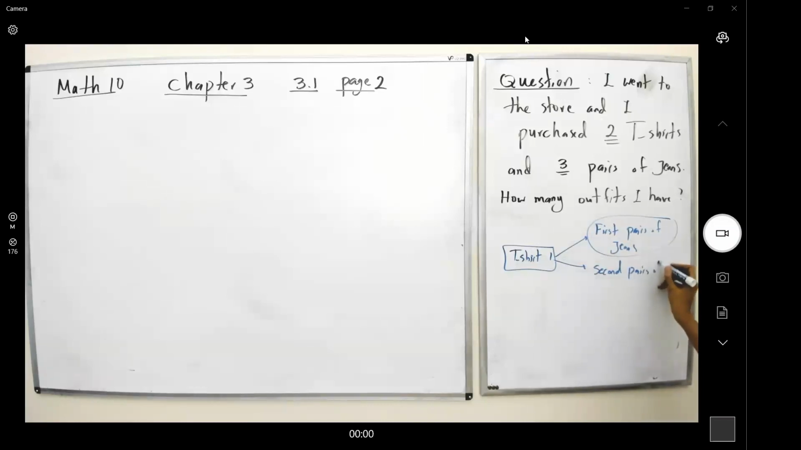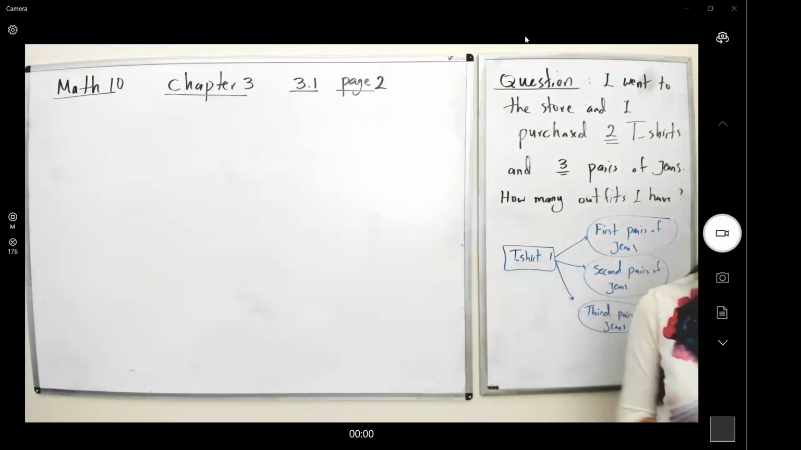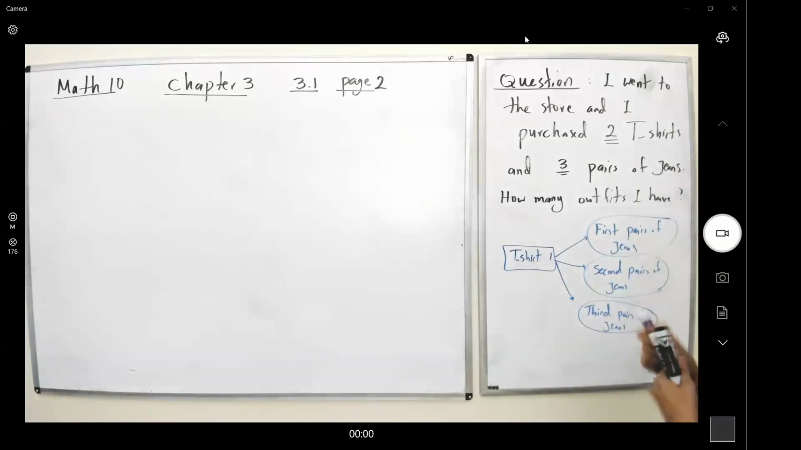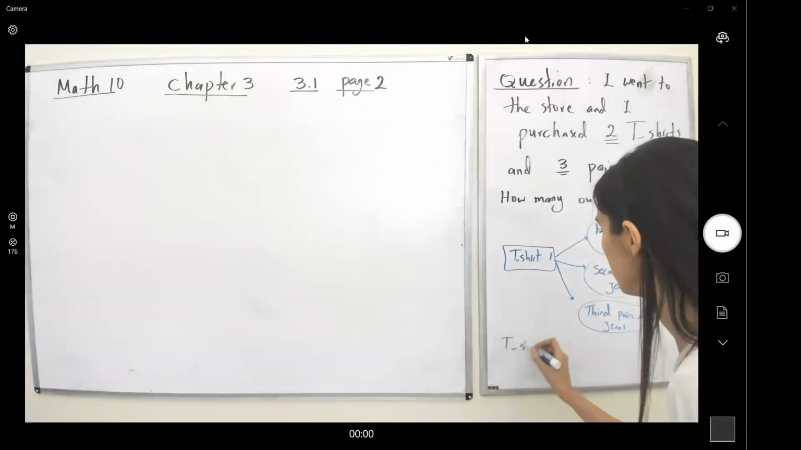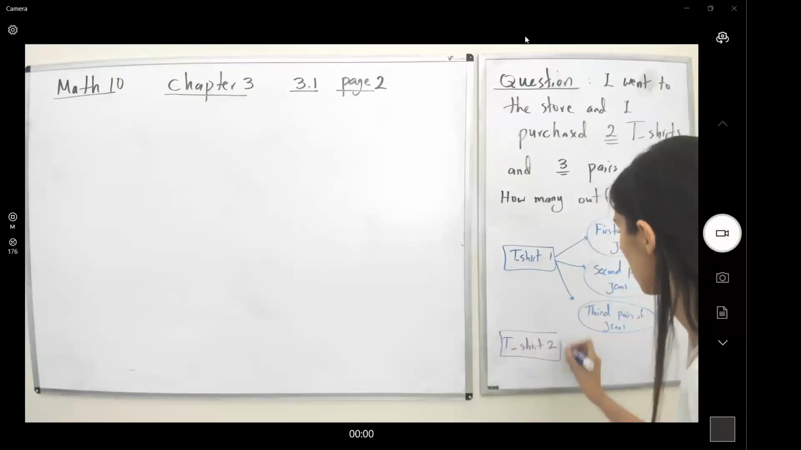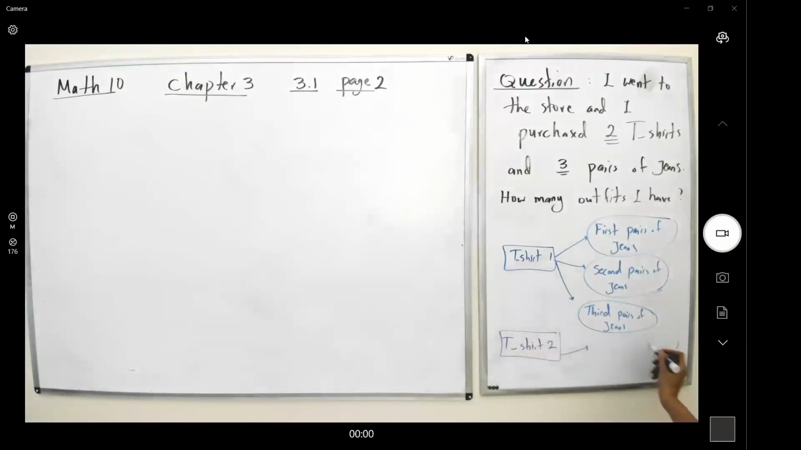Second pair of jeans, or I have 3 of them. I would like the third one, the third pair of jeans. I have 2 t-shirts. For the second t-shirt, I have 3 options as well. So t-shirt number 2, the first pair of jeans, or I can wear it with the second pair of jeans.